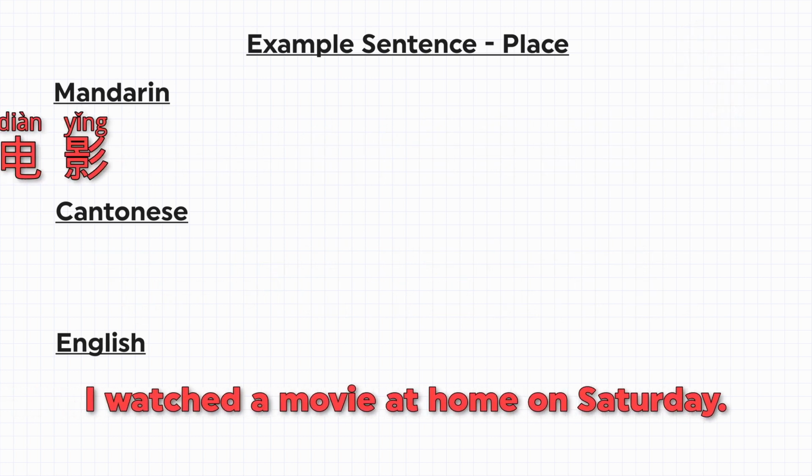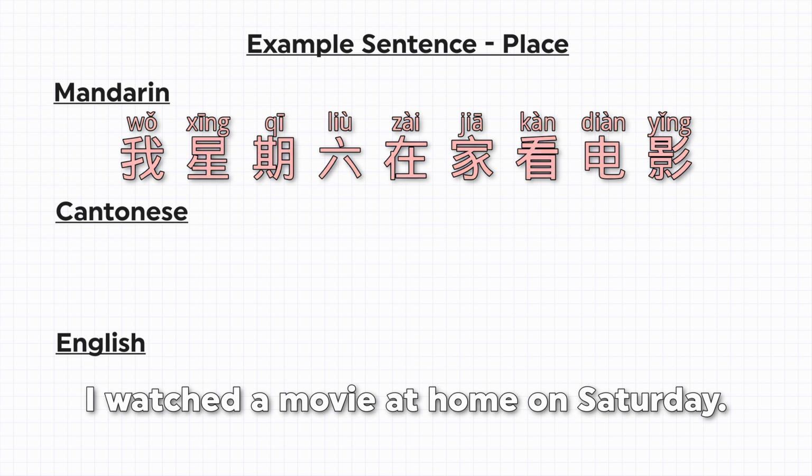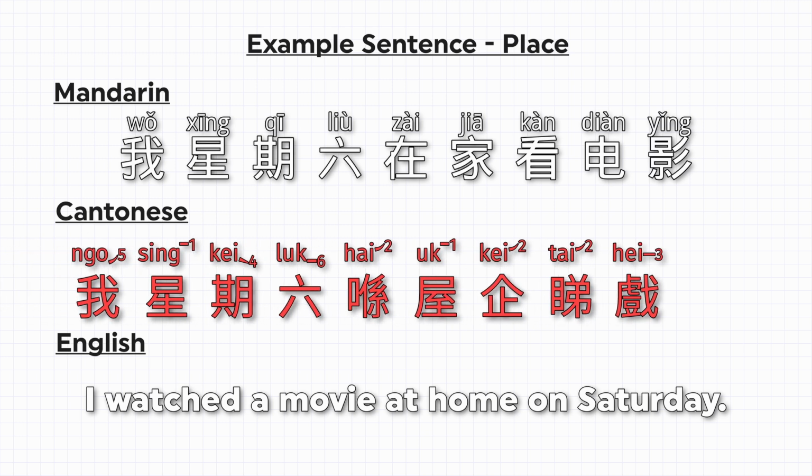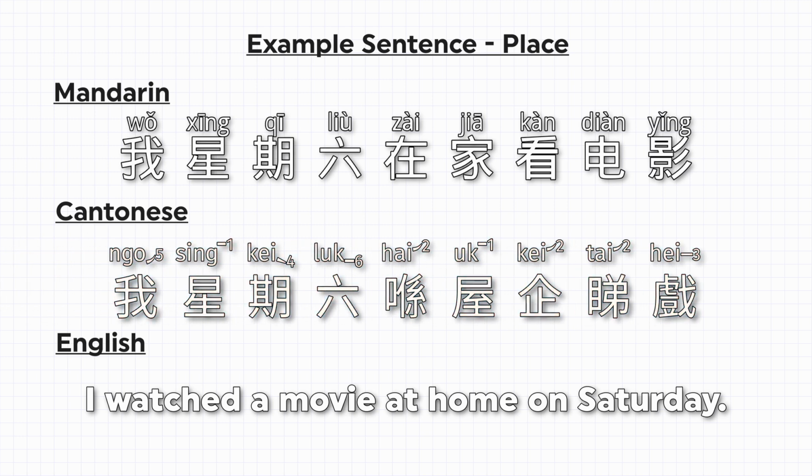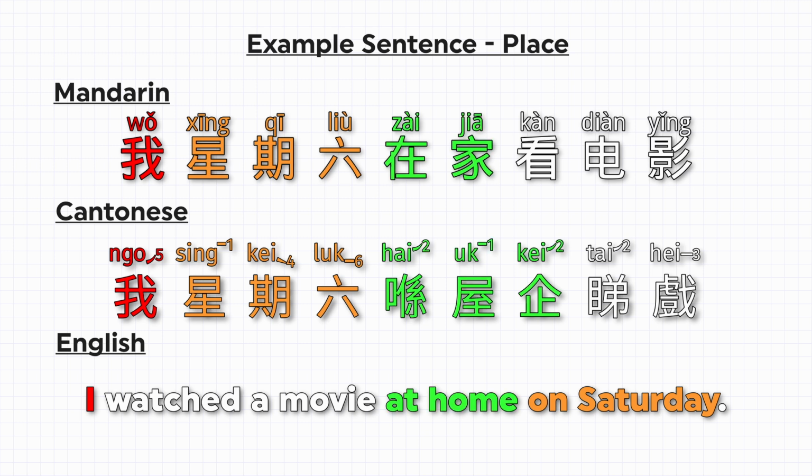I watched a movie at home on Saturday. 我星期六在家看电影. In Cantonese, 我星期六喺屋企睇戲. We see once again, right? 星期六 is time, and 喺屋企 or 在家 means at home, and then the verb is last, 看電影 or 睇戲 in Cantonese.